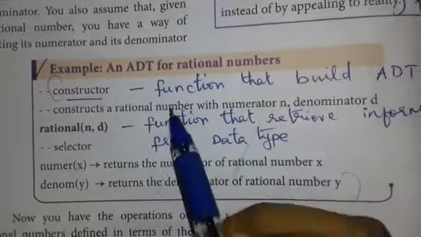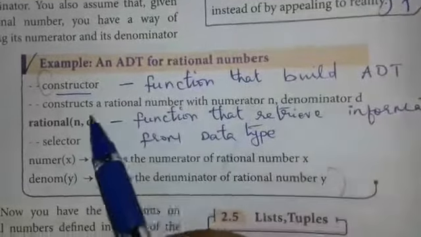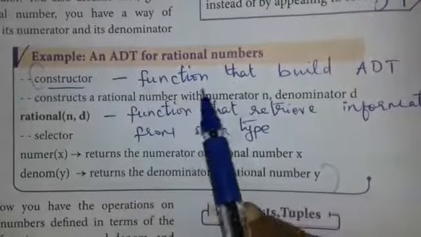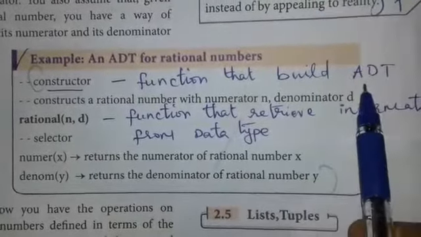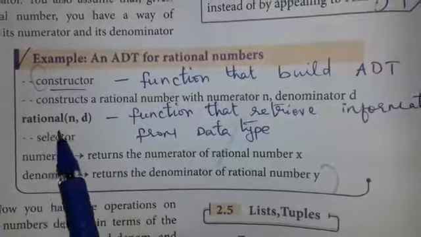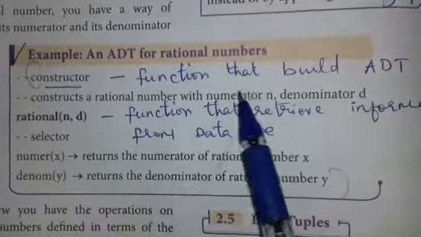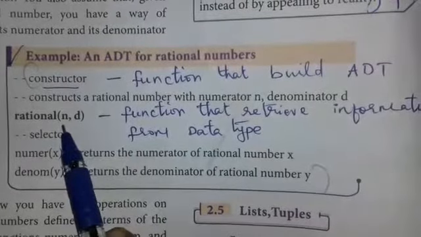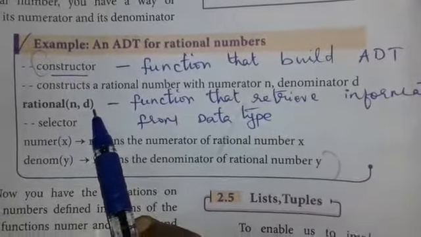Now the example for rational numbers is given. First, a constructor is created. What is the meaning of constructor? A function that builds the abstract data type. So the constructor is given as rational(n, d). n is numerator and d is denominator.